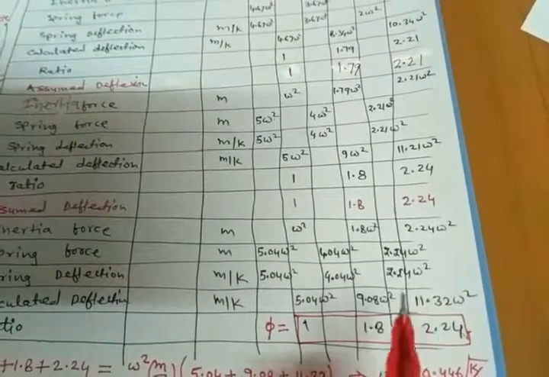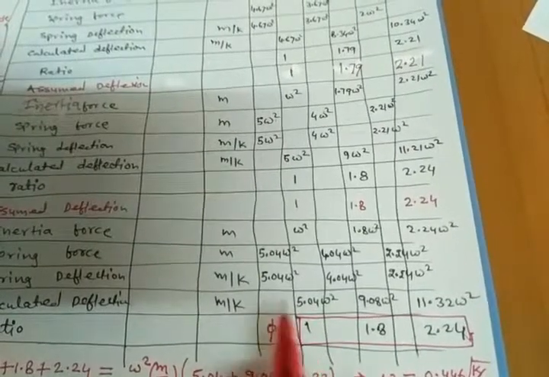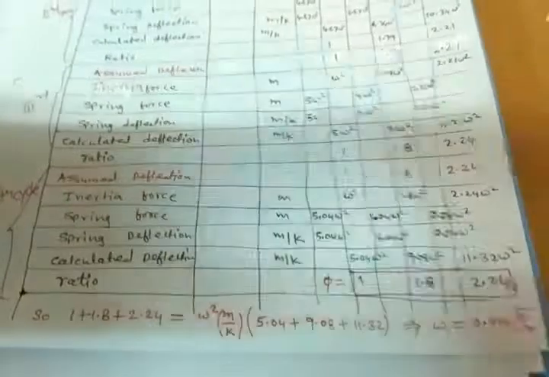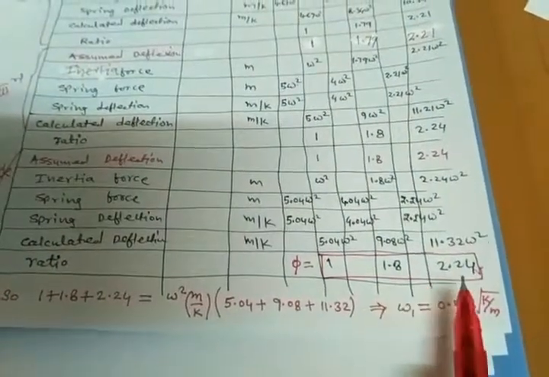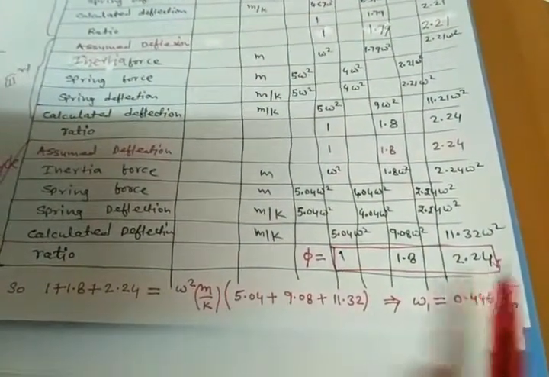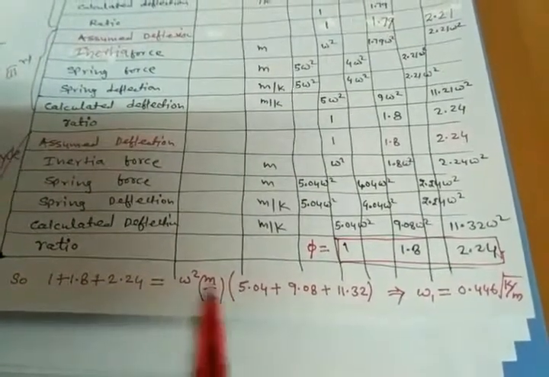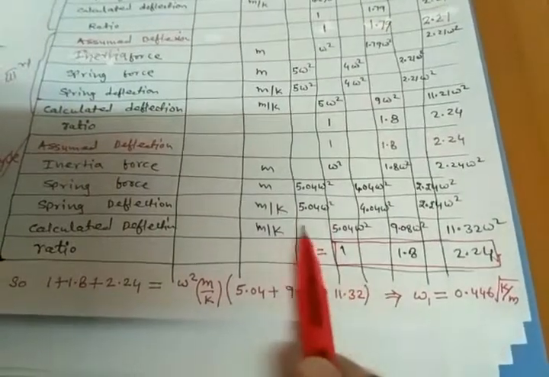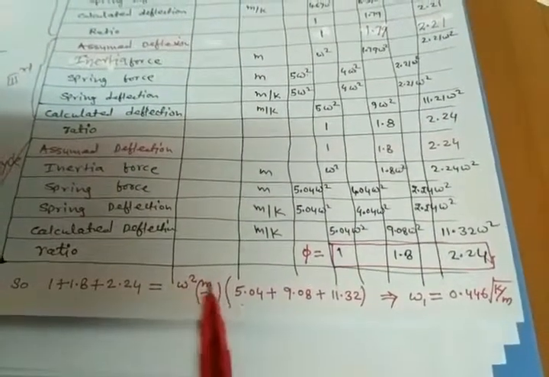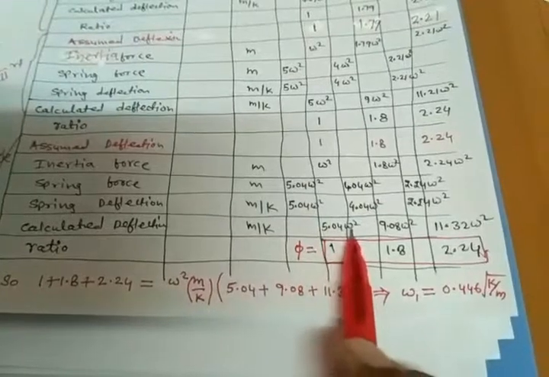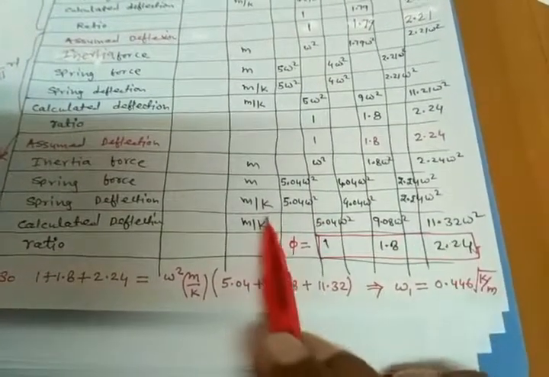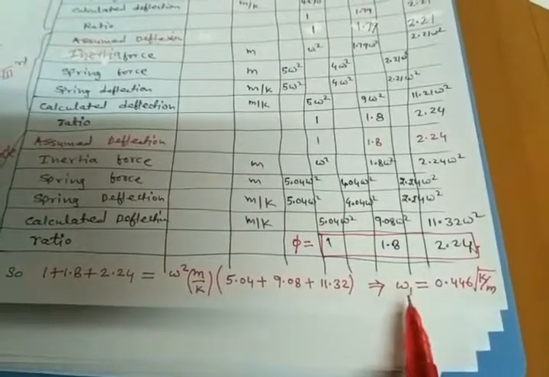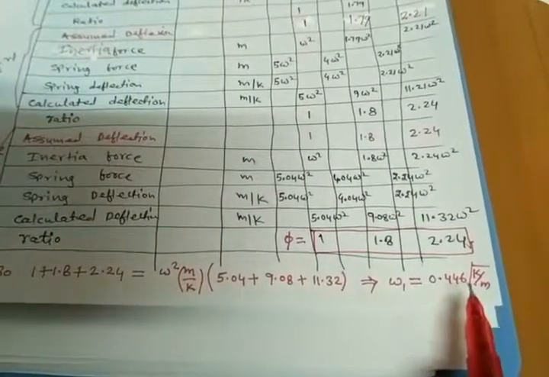Now we have to find out what our fundamental frequency is. We got the vector, that is 1, 1.8 and 2.24, and now we have to calculate the frequency. So see here how we have calculated the frequency. Sum of these vectors equals sum of these quantities. So omega square I have taken outside common, omega square into m by k, and the sum of this. So from here we have got omega 1 equal to 0.446.